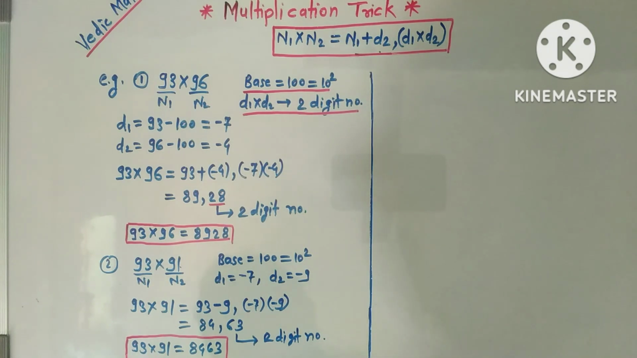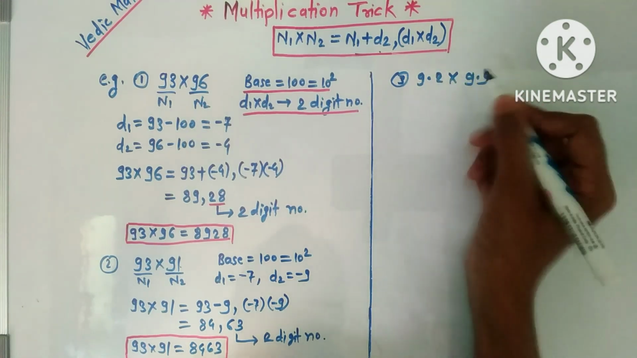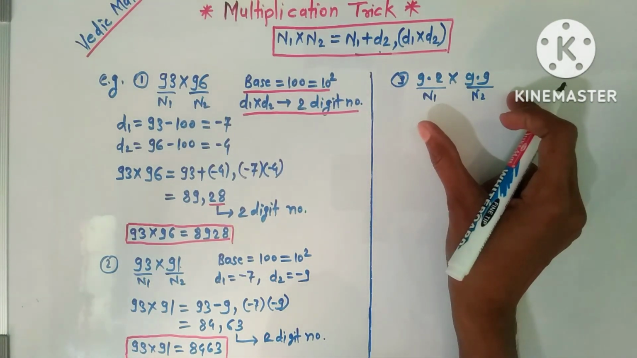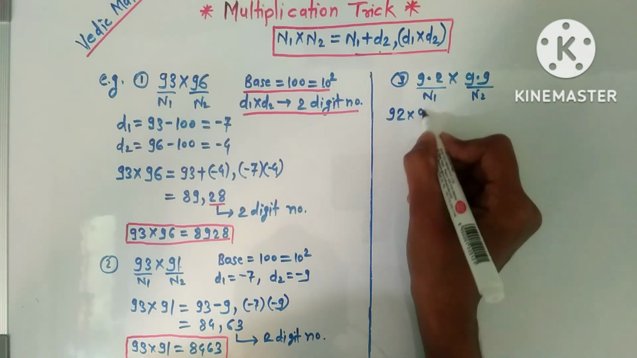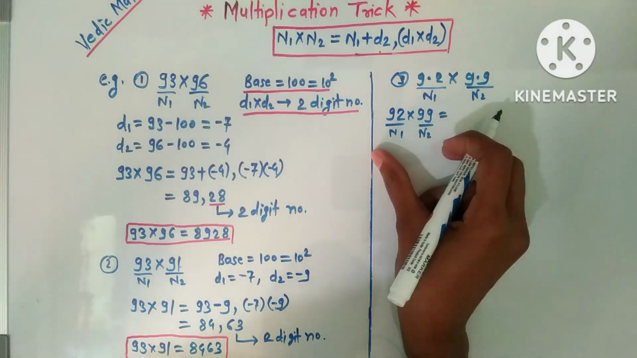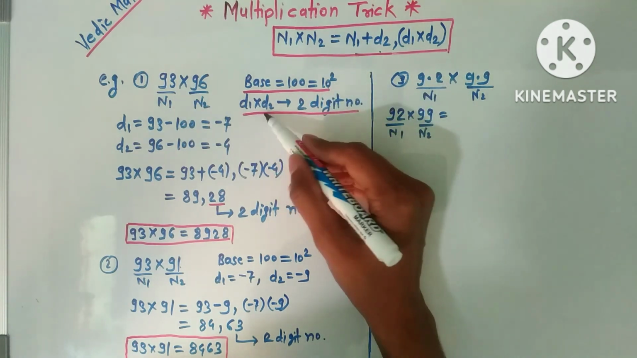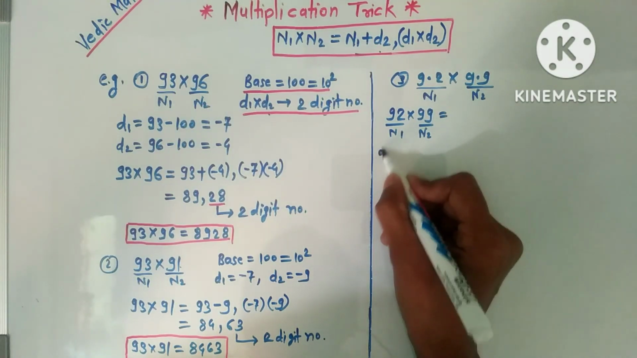Now we will take the next example: 9.2 into 9.9. This is our N1, this is our N2. Now see, these numbers are in decimal form, so we consider them as 92 into 99. This is N1, this is N2. Both these numbers are below 100, so we consider the base as 100, that means 10 raised to power 2. As 10 raised to power 2 is the base, the product D1 into D2 should be a 2-digit number. So here what is D1?